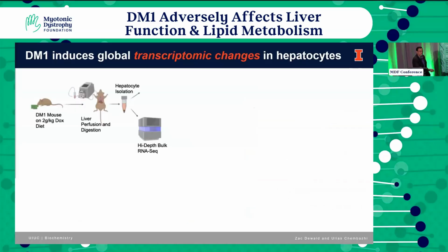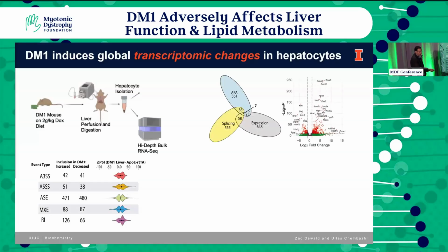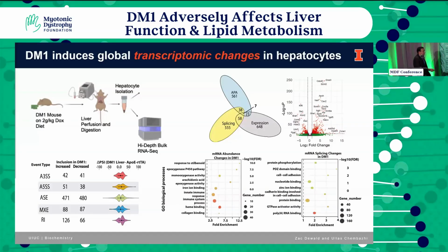Satisfied that we were reproducing the molecular features of DM1 in the liver, we next determined the direct consequences of repeat RNA toxicity on the liver. We isolated hepatocytes from control and DM1 mice livers and performed deep RNA sequencing on those hepatocytes. We noted widespread alternative splicing, polyadenylation, and mRNA abundance changes in DM1-afflicted hepatocytes. This affected pathways involved in especially cytochrome P450-dependent metabolism, inflammation, innate immune responses, iron handling, protein phosphorylation, and cell adhesion processes.